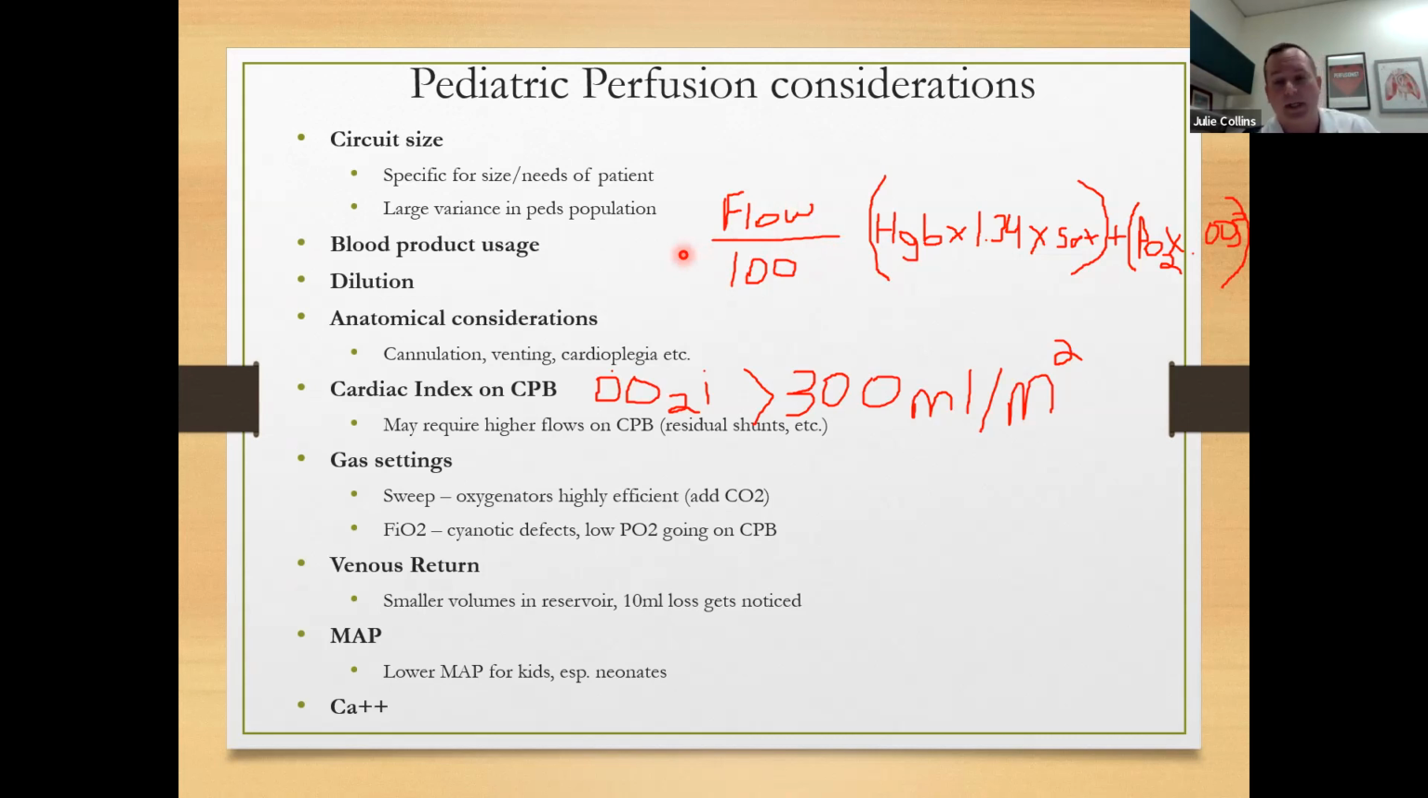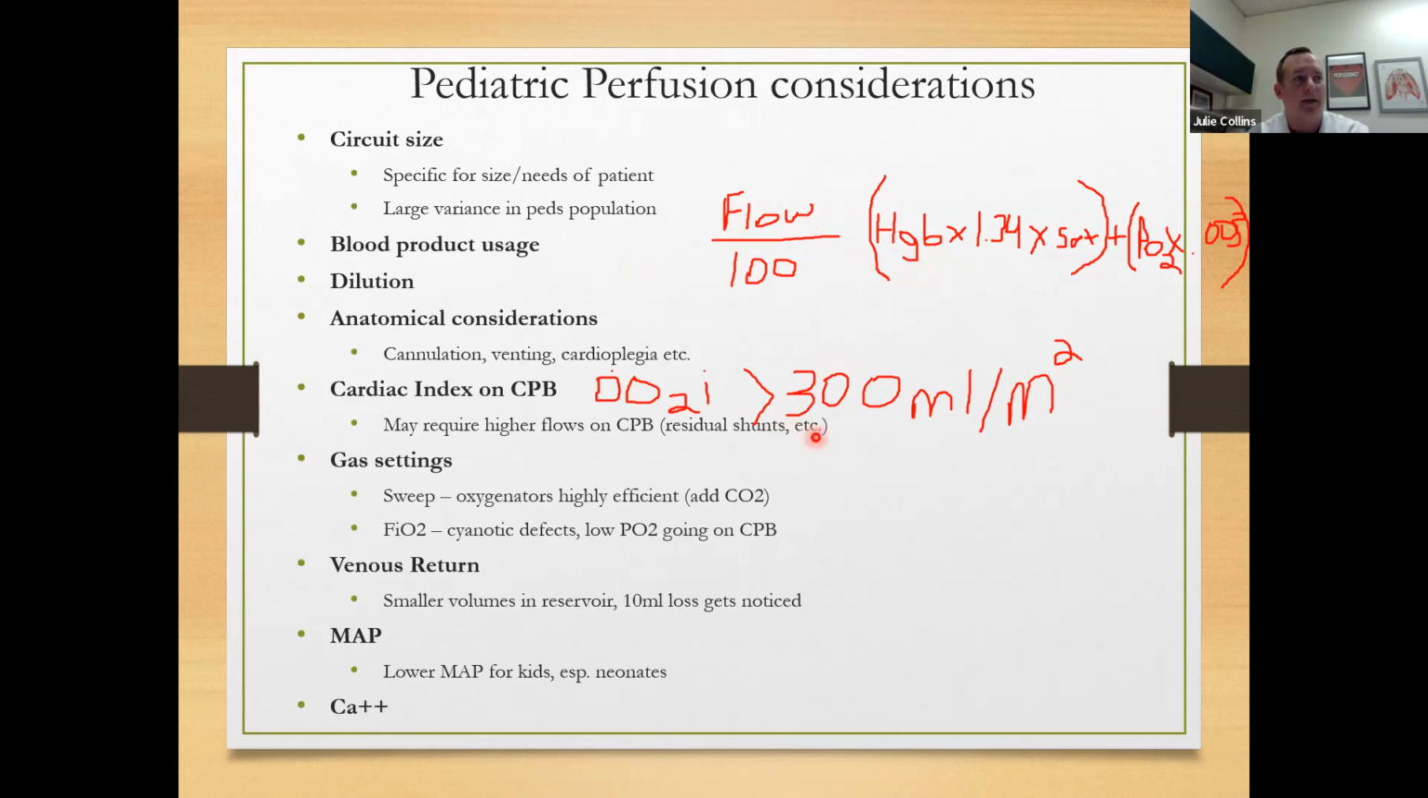So flow is something we can manipulate, but we can't manipulate it fully because it's contingent on our venous return. It's contingent on how much our drainage is and how well we're draining the patient. So ultimately, if we optimize flow and we're still having DO2 index issues, that's when we've got to give blood. That's why we've got to increase the hemoglobin.